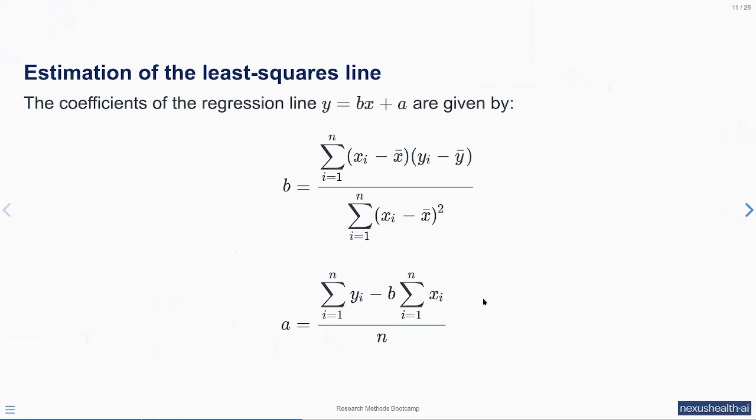The coefficients of the regression line y equals bx plus a are given by these equations, as we can see on the slide. So b is given to us by this, and a is given to us by this. Again, I do not expect you to memorize this, given that you are not statistics majors or students, but it's for us to understand how these come about and where they come from and how we are able to calculate this.